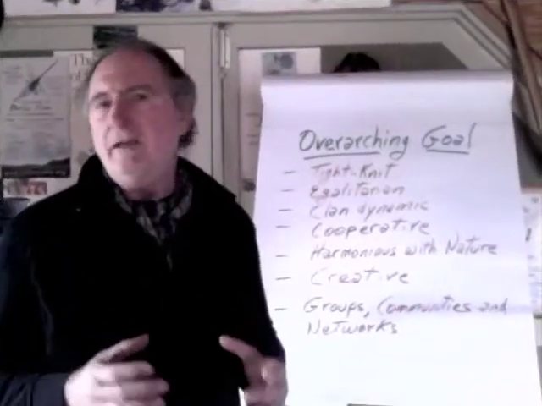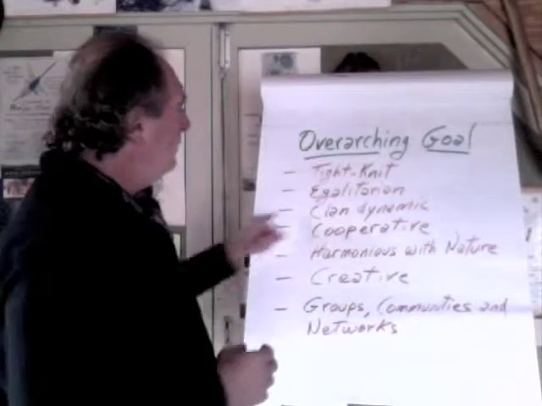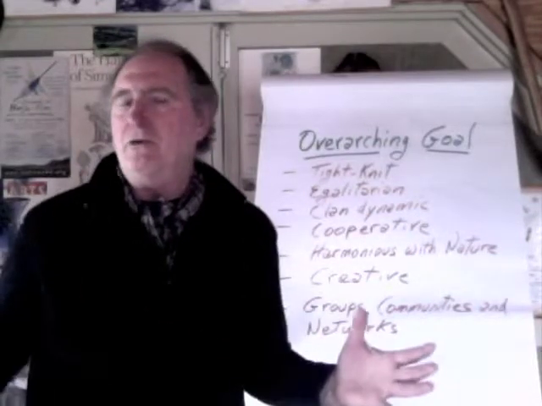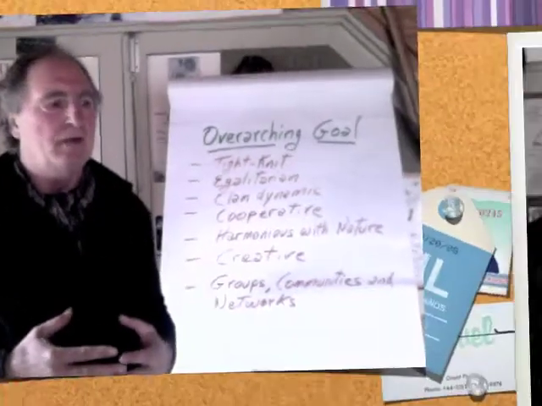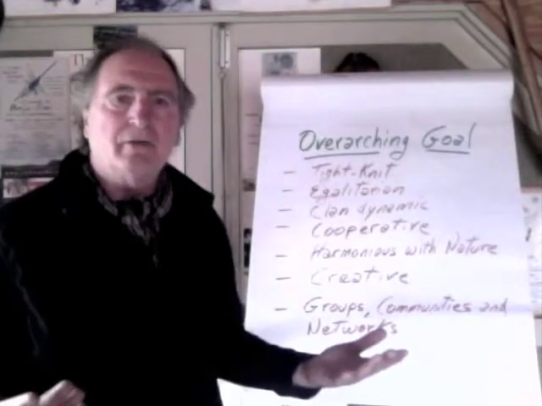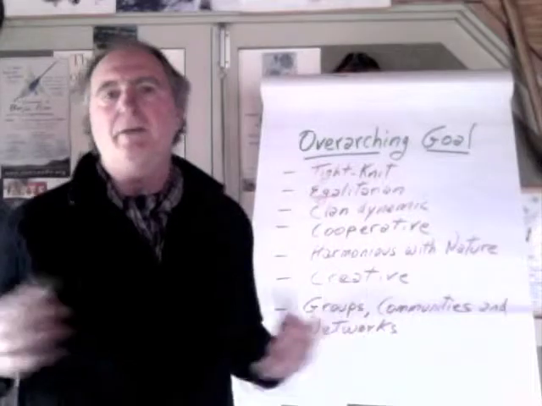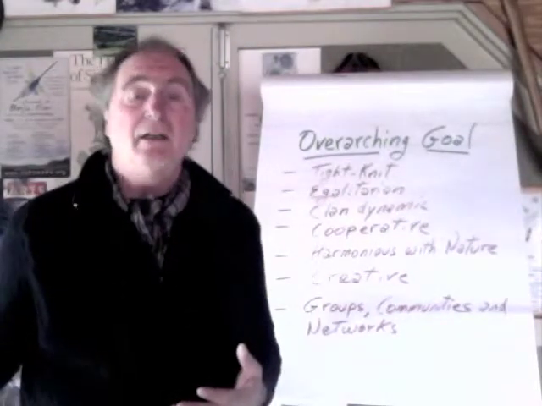You will be divided into small groups to do a design project, so you will need to know a little bit about clan dynamics. A clan, of course, is a larger group of maybe 12 to 50 people. How do we cooperate? What is the nature of our collective intelligence? We want to be able to harmonize with nature, because one of the big problems that we have is that we have disregarded the needs of nature.